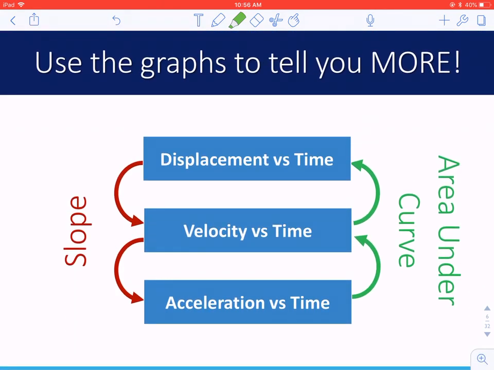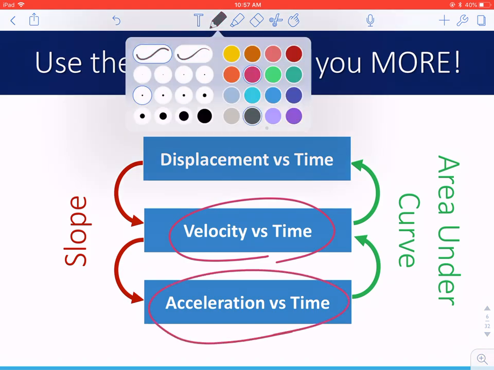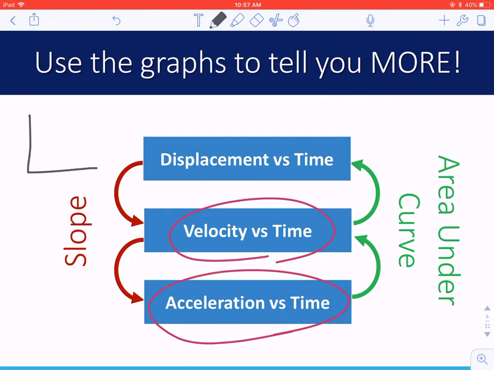We can use these graphs to tell us information about them. So if you have a displacement versus time graph, you take the slope of that and you'll end up with velocity time. If you take the slope of velocity time, you'll end up with acceleration versus time. And the easy way to remember that is if you look at the graph itself, displacement versus time will be something in meters and something in seconds.